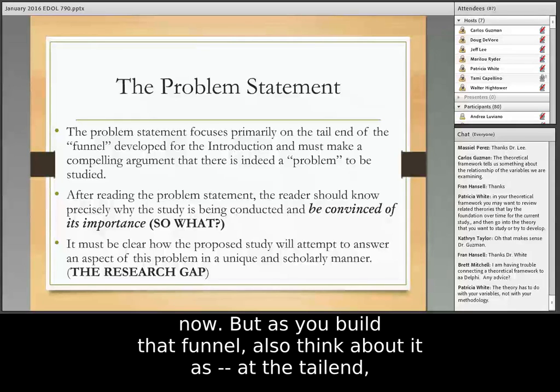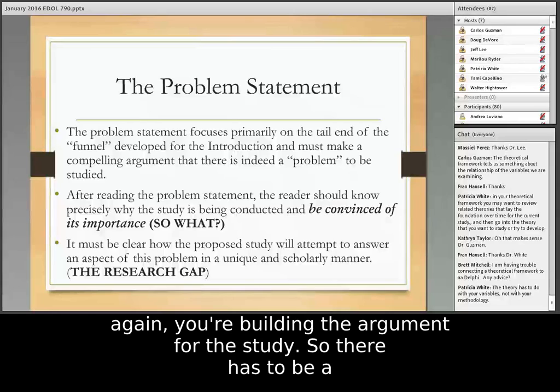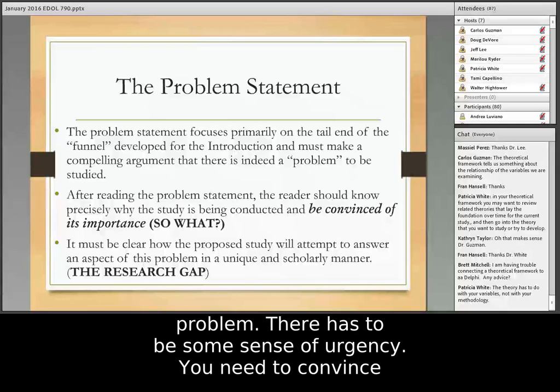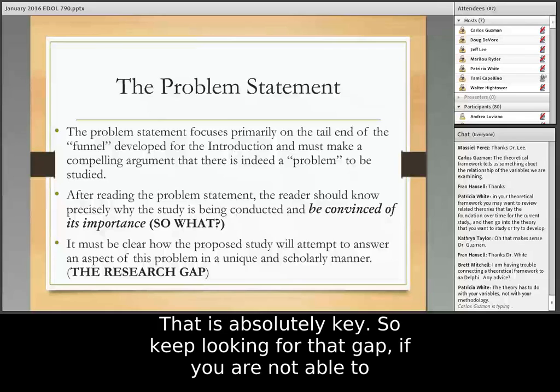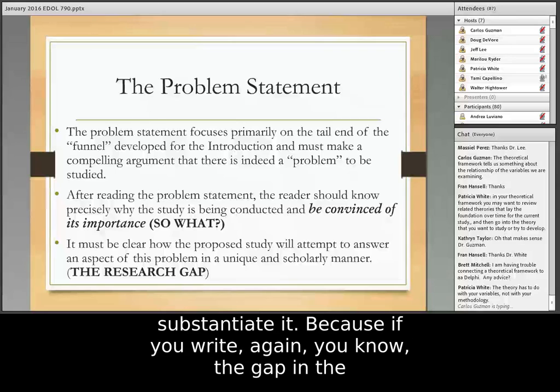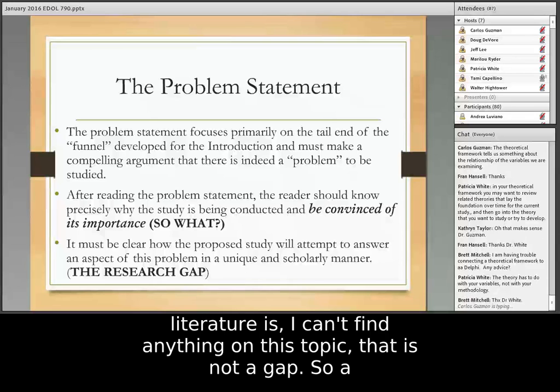But as you build that funnel, also think about it as, at the tail end, you're building the argument for the study. So there has to be a problem. There has to be some sense of urgency. You need to convince the reader of its importance, and it has to end with a research gap. That is absolutely key. So keep looking for that gap if you are not able to substantiate it. Because if you write, again, that the gap in the literature is I can't find anything on this topic, that is not a gap.